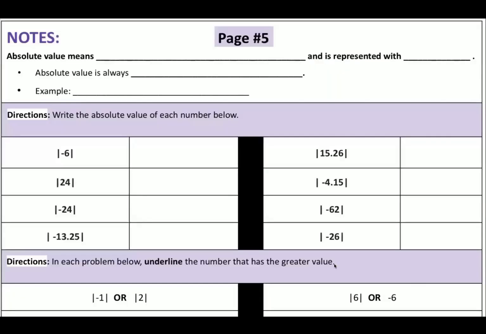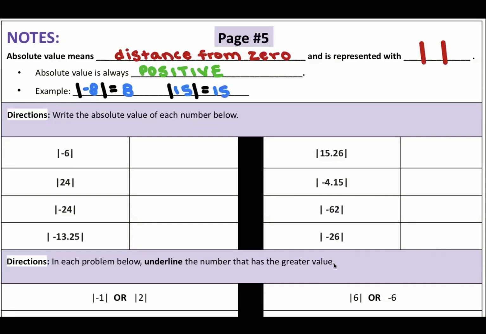Let's take a look at the top of page 5. Absolute value means distance from 0 and is represented with these 2 lines around a number. Absolute value is always positive. So if you see those two lines around a number, it means it's positive. Here's an example. The absolute value of -8 is 8, positive 8. The absolute value of positive 15 is 15. Absolute value is always positive.